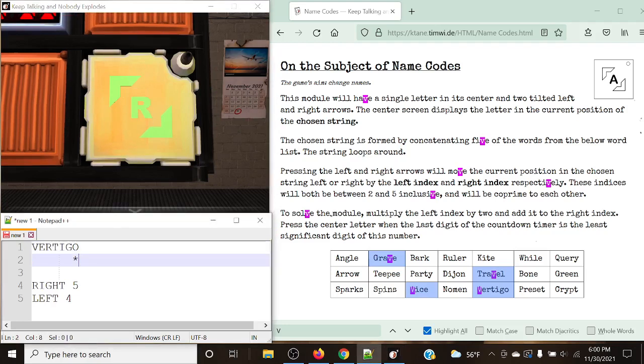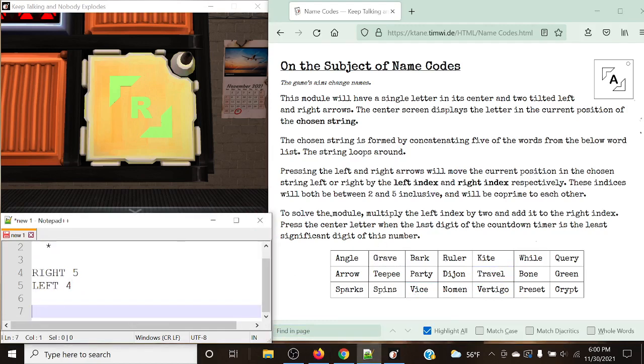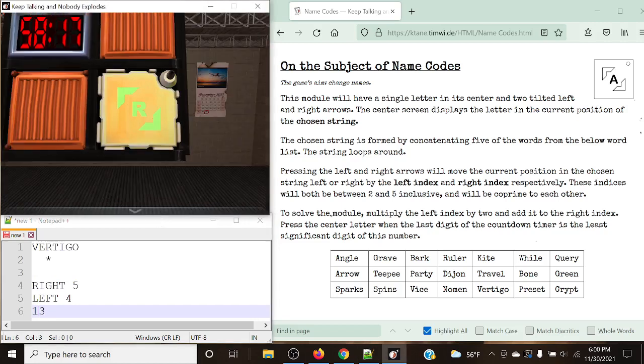We are at the Romeo right now, and we figured out our left and right indexes by some means of luck. But this is our answer now. So let's multiply the left index by 2. Left index by 2 is going to be 4 times 2, which will give us 8. And now we're going to add 5, which is going to give us 13. Now we're going to submit the last digit, which is a 3, our least significant digit. And just like that, it is a solved module.